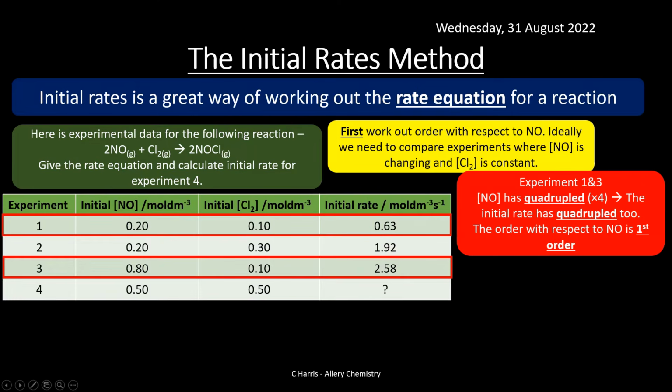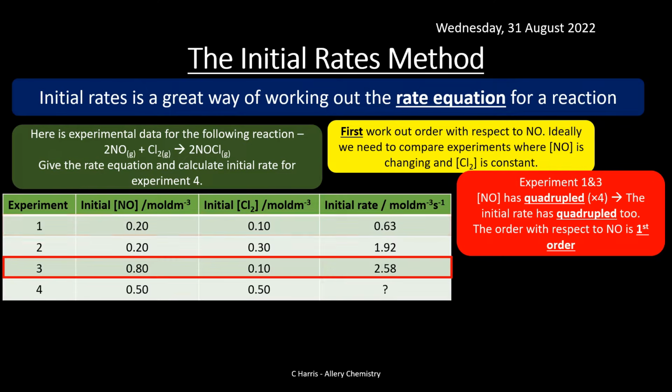So experiments 1 and 3, we can see the concentration of NO is actually quadrupled, so it's multiplied by 4, and the initial rate has quadrupled as well. So what that tells us is that the order with respect to NO is first order, because if we quadruple NO, we quadruple rate, it's proportionate. So there's our first answer.